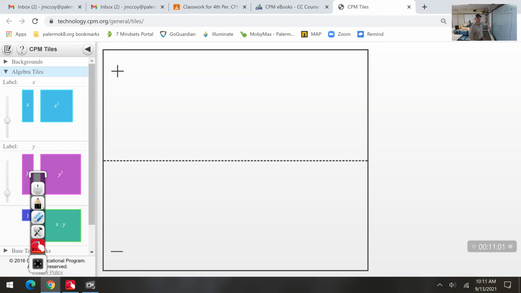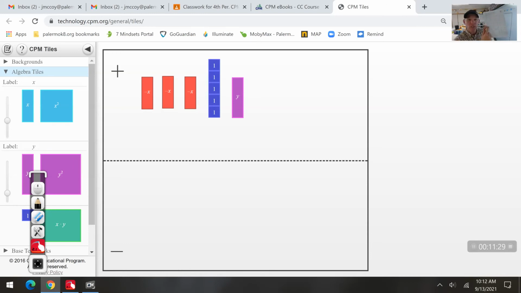Okay, well, the first one was negative 3x. Negative 3x plus 5. Negative 3x plus 5 plus y. Okay, I built it. I've got a spot in my math notebook to go ahead and draw what you see.